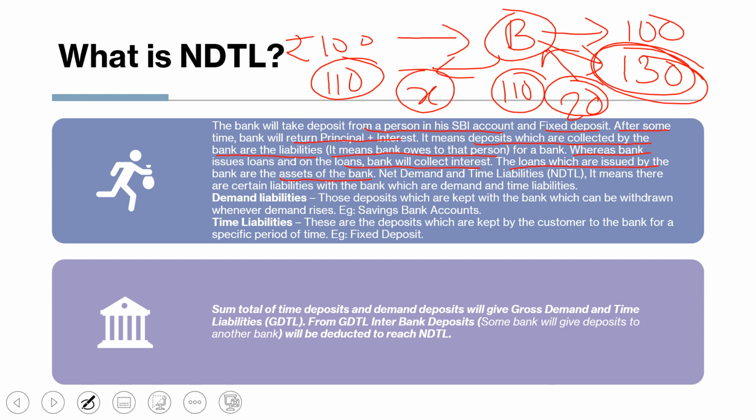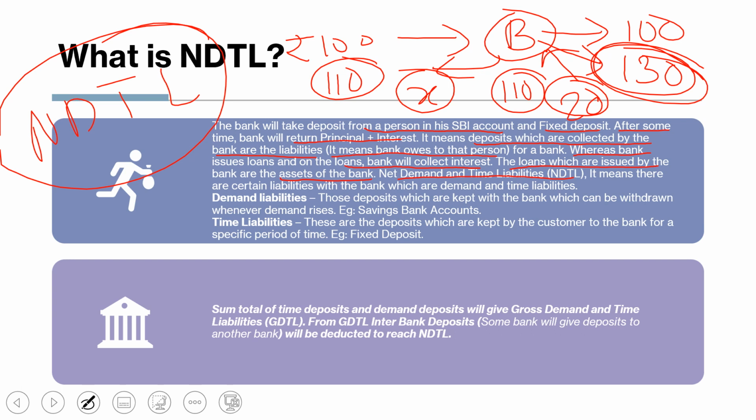So the loans issued by the banks are assets for the bank. Net demand and time liabilities means there are certain demand liabilities and time liabilities. So what exactly are demand liabilities and time liabilities? Still NDTL has not come. Now I will explain how the NDTL term comes in.